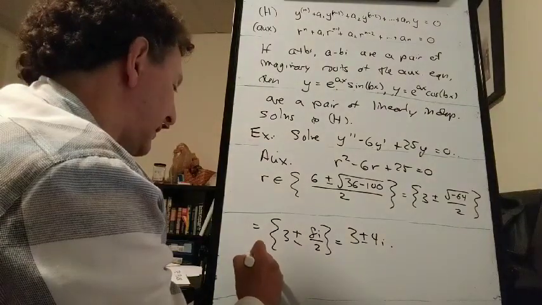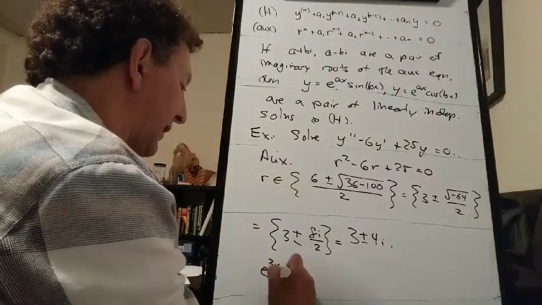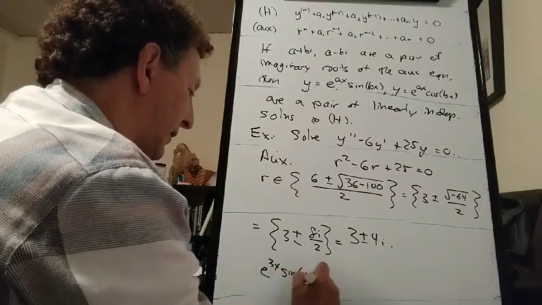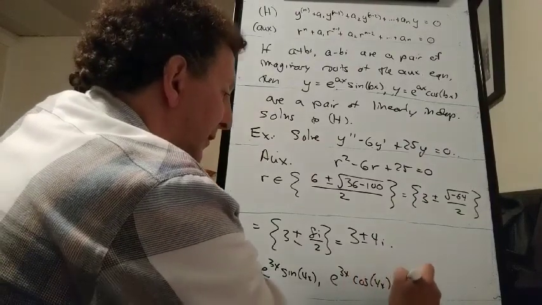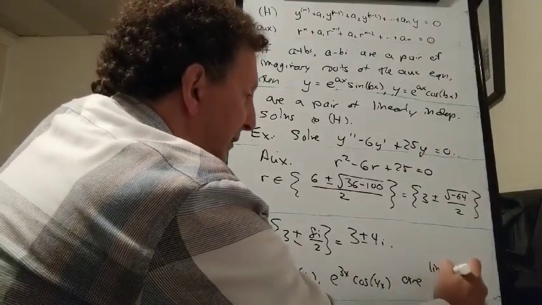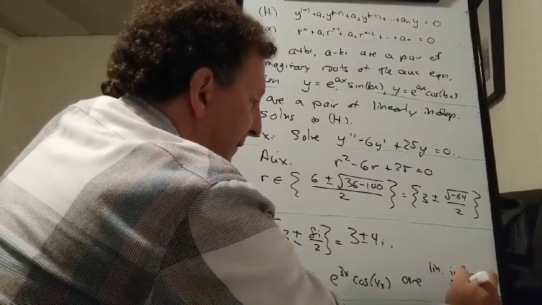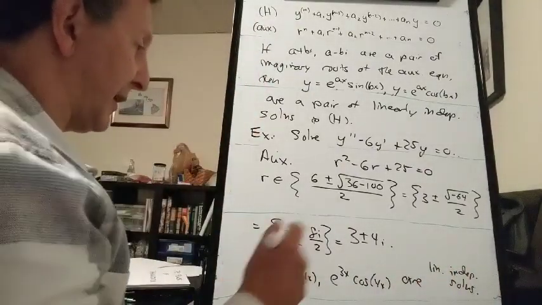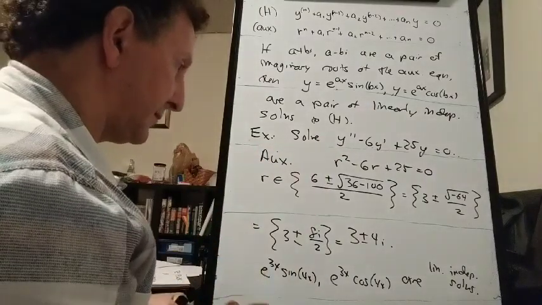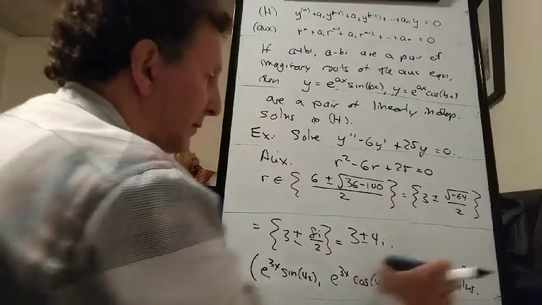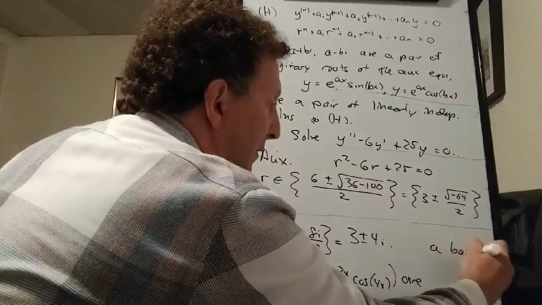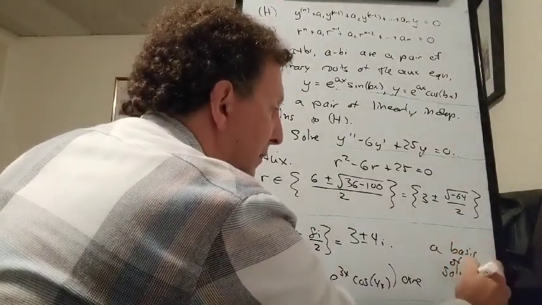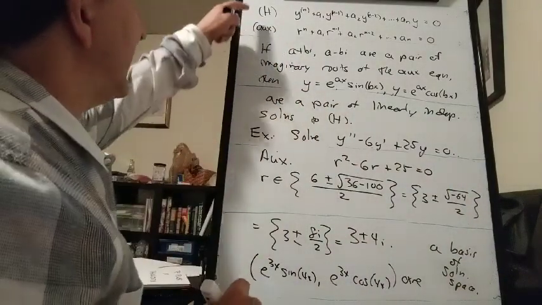So e to the 3x sine of 4x and e to the 3x cosine of 4x are linearly independent solutions. In fact, they're a basis of the solution space of the equation.